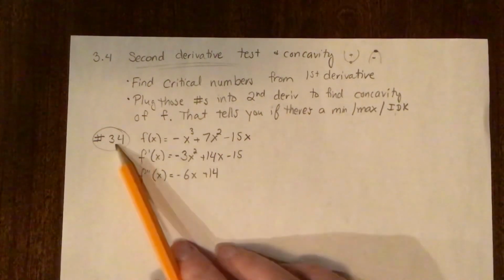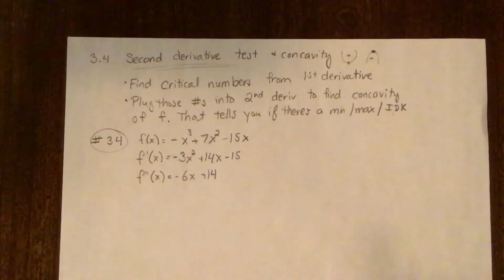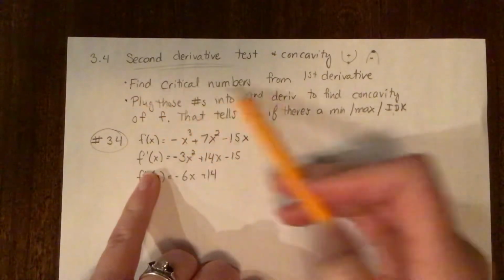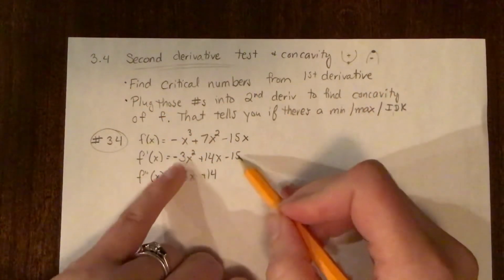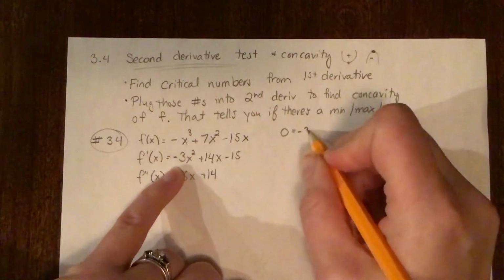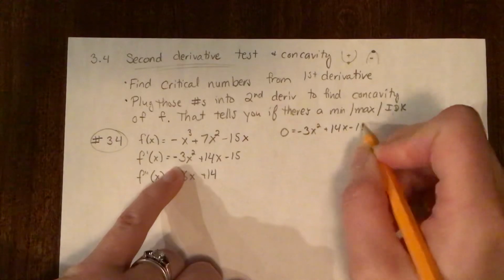All right, here's number 34. Here's the original function. I went ahead and took those derivatives. We've done power rule enough. Okay, step 1, find the critical numbers from the first derivative. So we're going to set this guy equal to 0. We got negative 3x squared plus 14x minus 15.